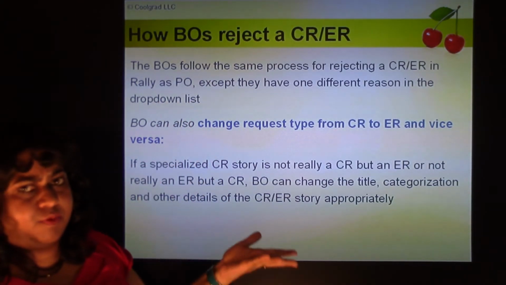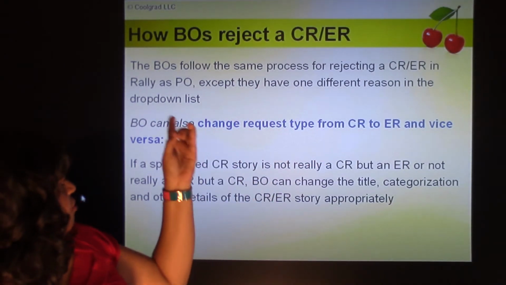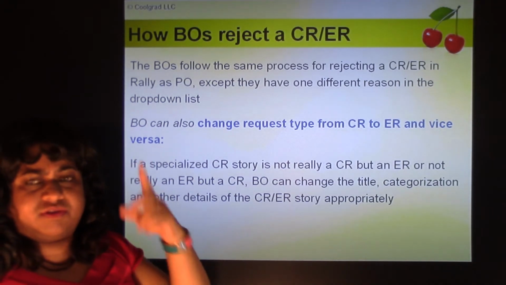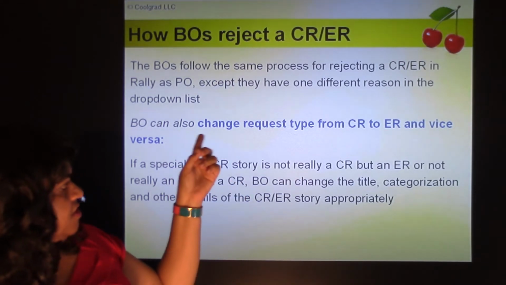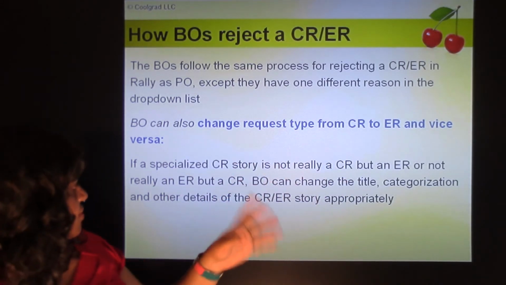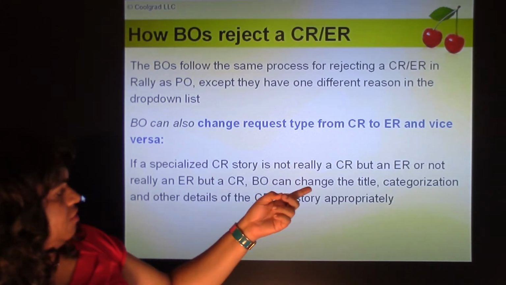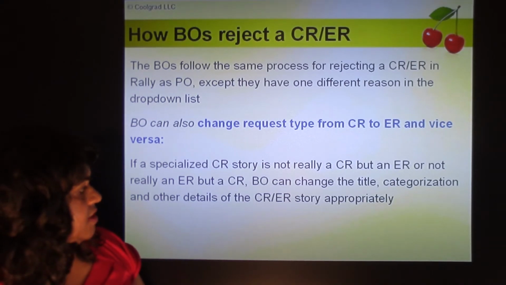It's the same as what the product owner does. That's what the business owner also does. They have one different reason in the drop-down list. So they have to have a list of options in the drop-down for rejecting a CR or ER. The business owner can change the request type from CR to ER or vice versa. And if a specialized CR story is not really a CR but an ER, they can change it. Okay, the business owner can also do this.